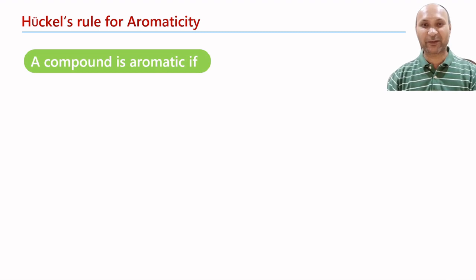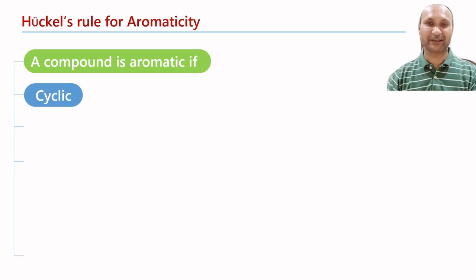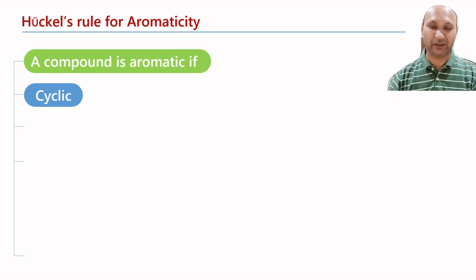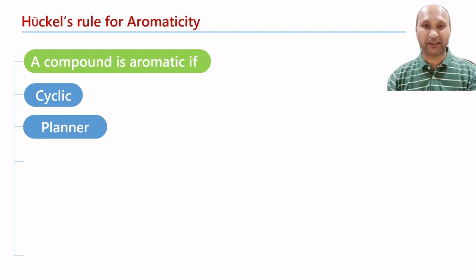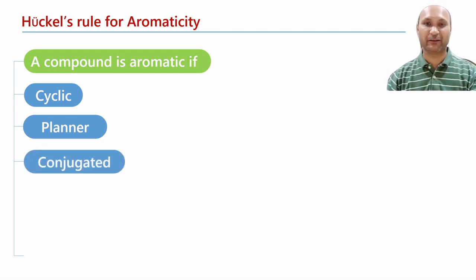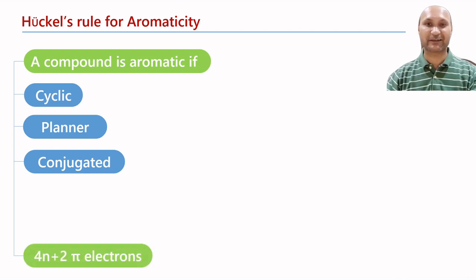So a compound can be considered as aromatic if there are some conditions, like the compound should be cyclic in nature. This is the first and foremost requirement. If a compound is non-cyclic, that is not going to be aromatic at all. Then the compound should be planar. It should be conjugated. We'll just come to these in a moment. And the next requirement is that it should have 4n+2 number of pi electrons.